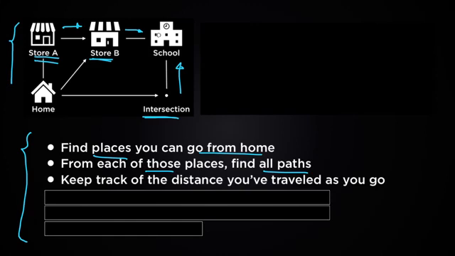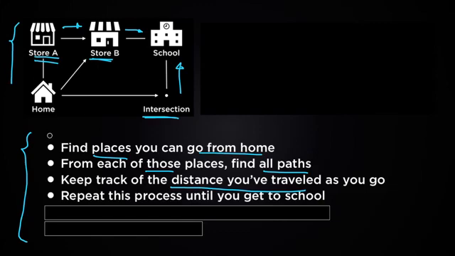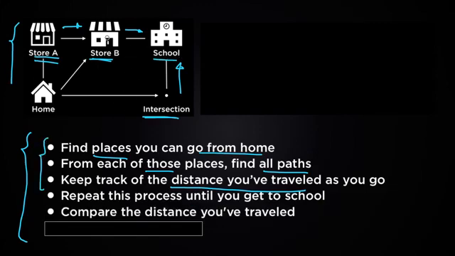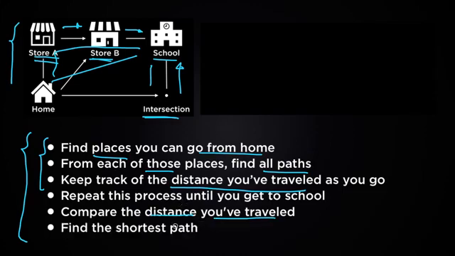And as you go, keep track of the distance you've traveled so far for each of those paths. And keep repeating this process until you get to the school. Then if you happen to find multiple paths that allow you to go from home to school, then compare the distance that you've traveled for each of those paths. And finally, find the path with the shortest distance traveled, and then pick that as the shortest path.